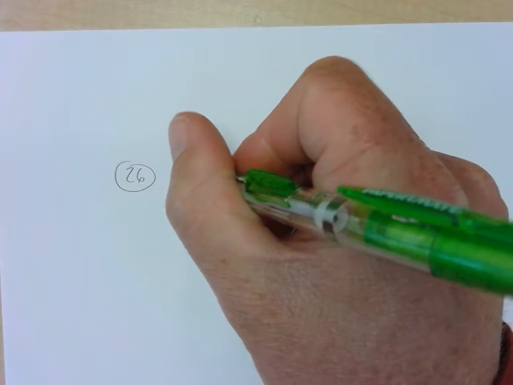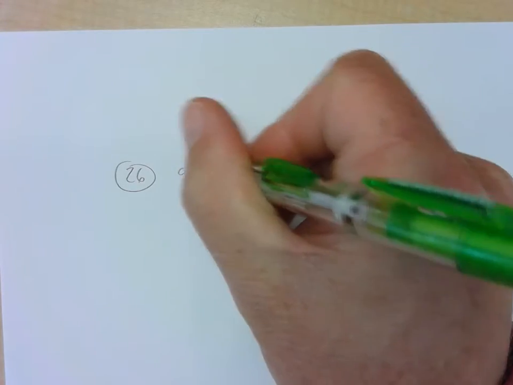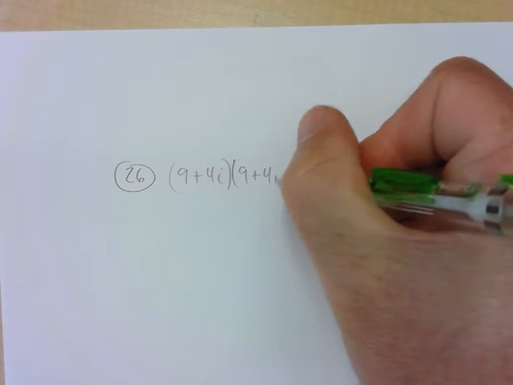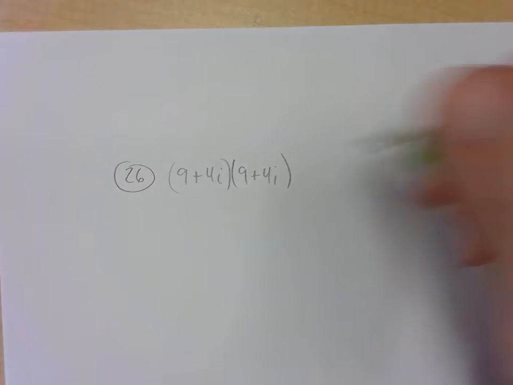Now we're going to do a subtracting one together. Oh, we just did a subtracting one together. Let's do a multiplying one together. 26. 26 is 9 plus 4i, and it says squared in the book, but that means I'm just going to write it down twice. So this is all the foiling business.